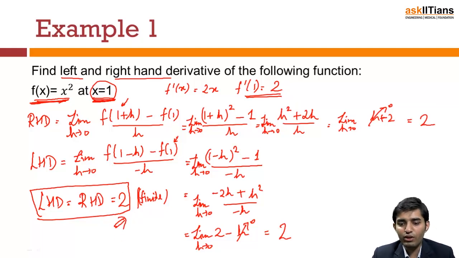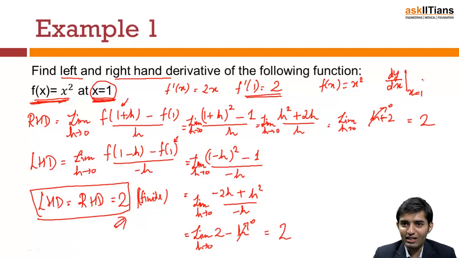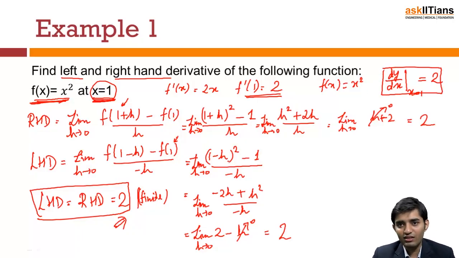At x equal to 1, what will be the value of dy/dx if the function is f(x) equal to x square? This is nothing but the differentiation or derivative. So dy/dx at x equal to 1, this is how we represent it, will be equal to 2. I can say that the derivative exists, or dy/dx is possible. It is possible to differentiate this function.